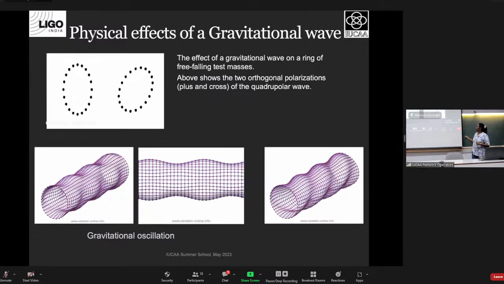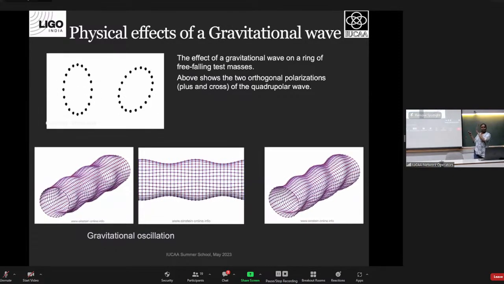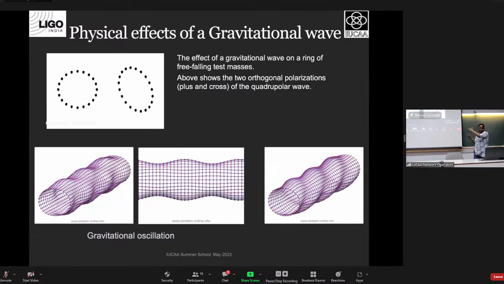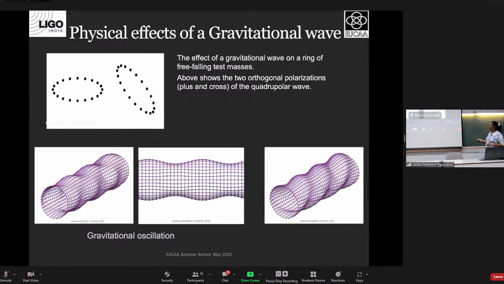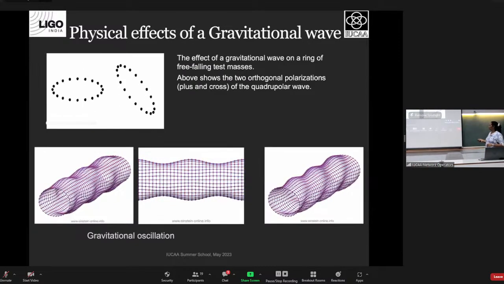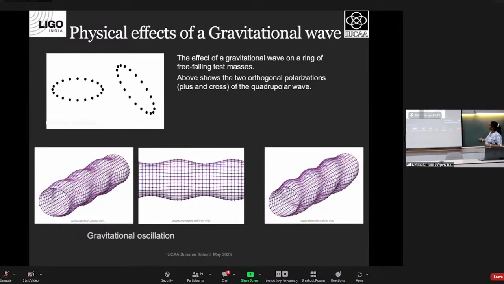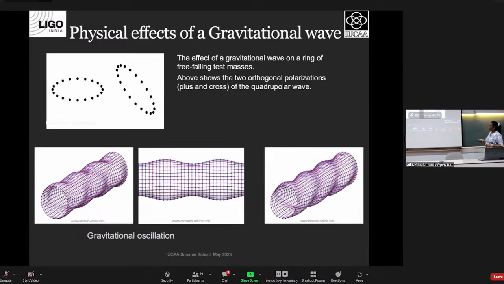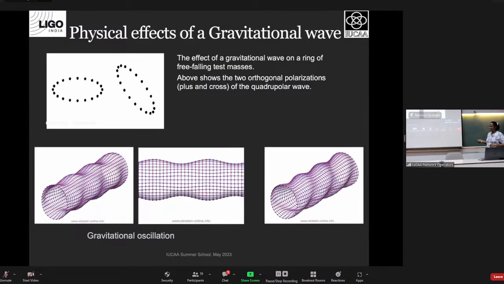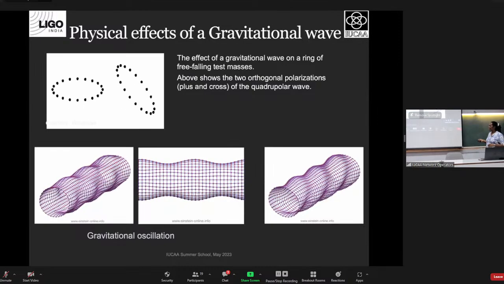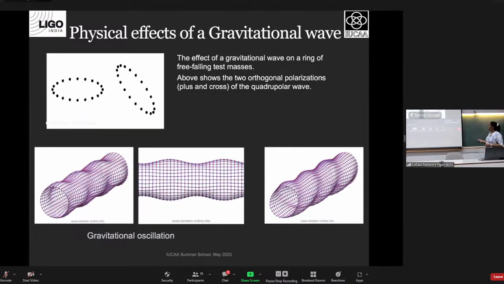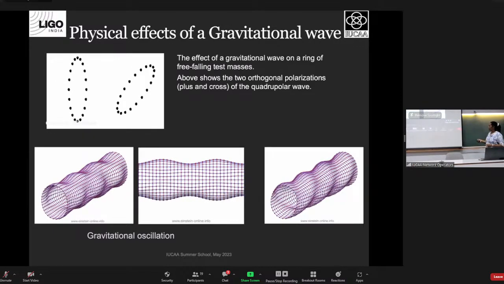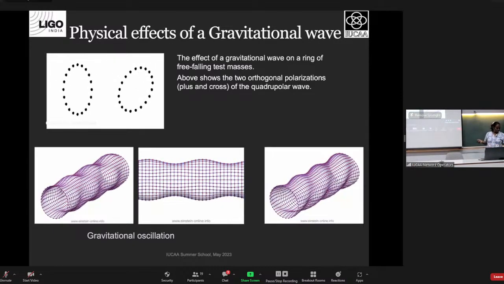And this is only for one polarization of the gravitational wave, passing through the screen. If you project it into three dimensions, this is how it looks. So as you can see, this is how it propagates in space. The points are connected just to give you a sense of the warping. And on the sides, it looks something like this. So this is what a gravitational oscillation will look like.